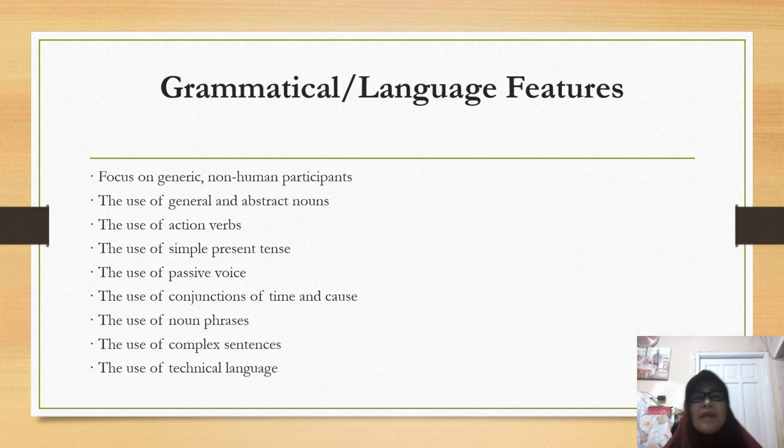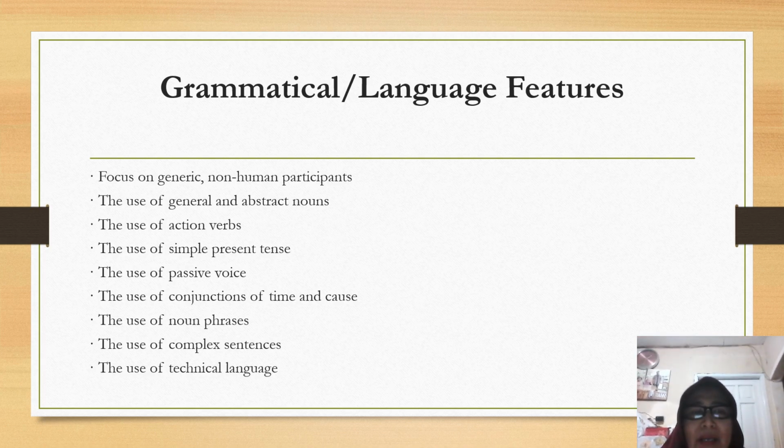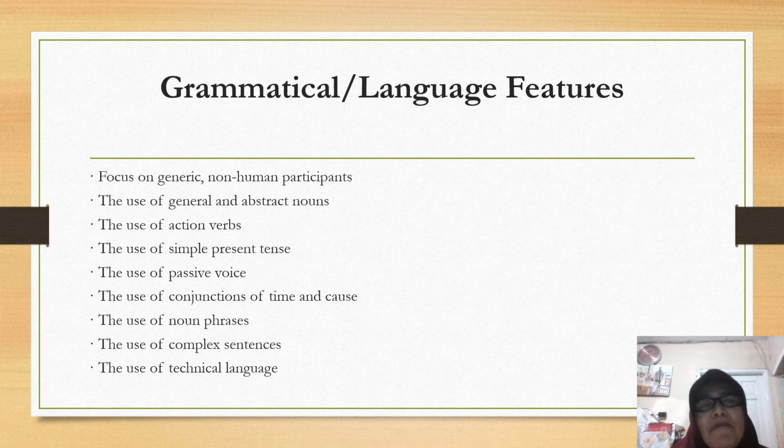And then the grammatical or language features of the text focus on generic non-human participants; landslides, avalanches, storms are non-human participants. And then the use of general and abstract nouns, the use of action verbs, the use of simple present tense, the use of passive voice, the use of conjunctions of time and cause and effect, the use of noun phrases, the use of complex sentences, and the use of technical language.